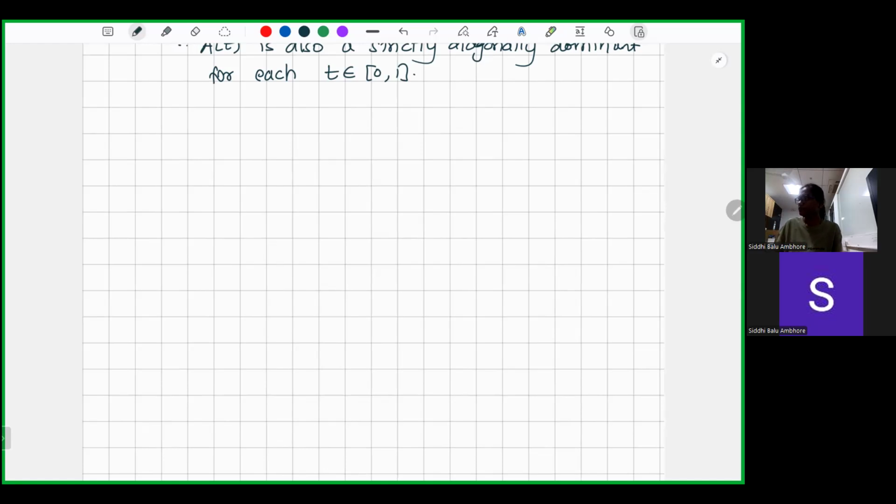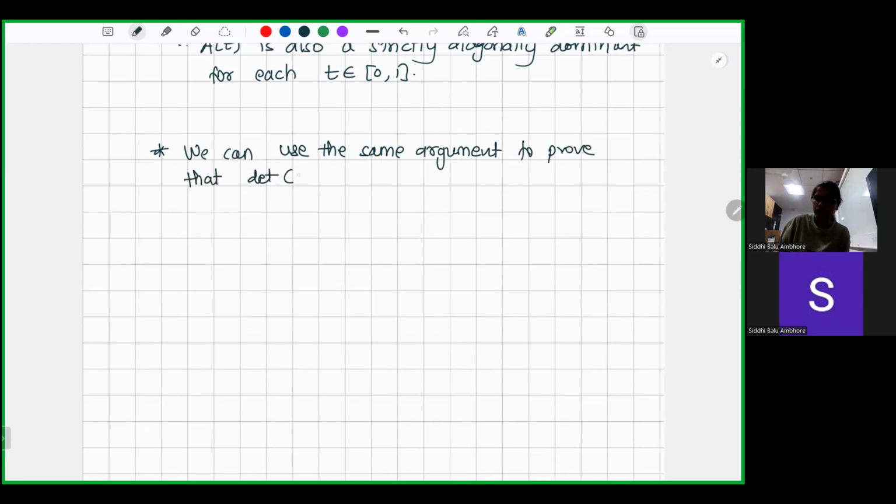And we can use the same argument which we used for checking that the determinant of A is non-zero to prove that the determinant of A_t is also non-zero. Okay, we can follow the same argument.